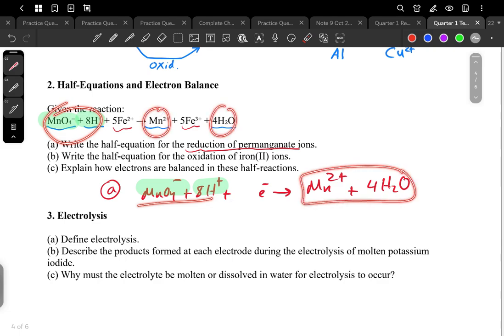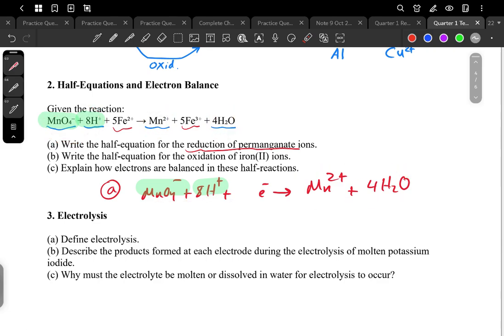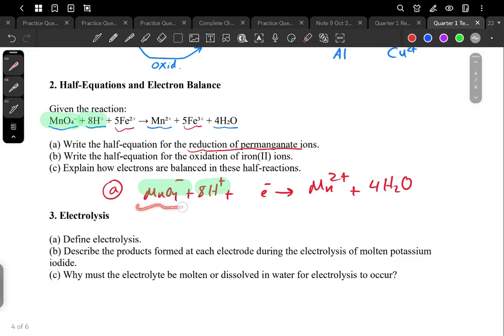I'm dividing the equation into two halves. Why did I choose to put the water here and the hydrogen here with the oxygen? Because oxygen is in the same compound, permanganate. But the hard part here is to get the number of electrons. How many electrons? When you do the oxidation number of manganese in MnO4, you will get it.